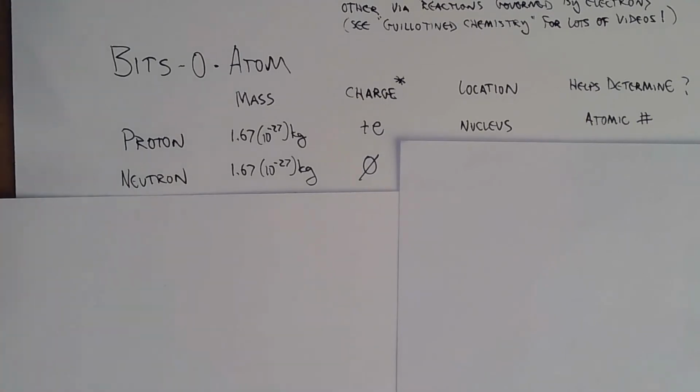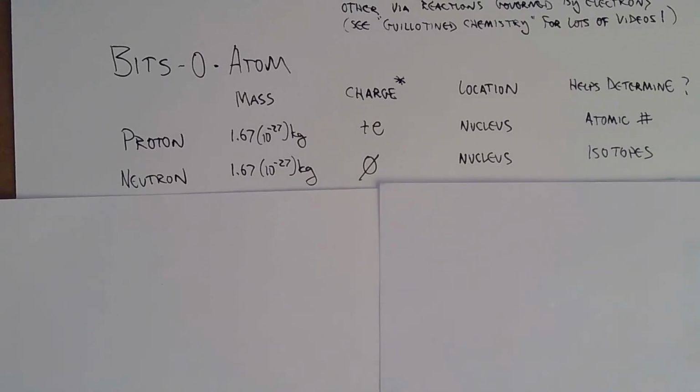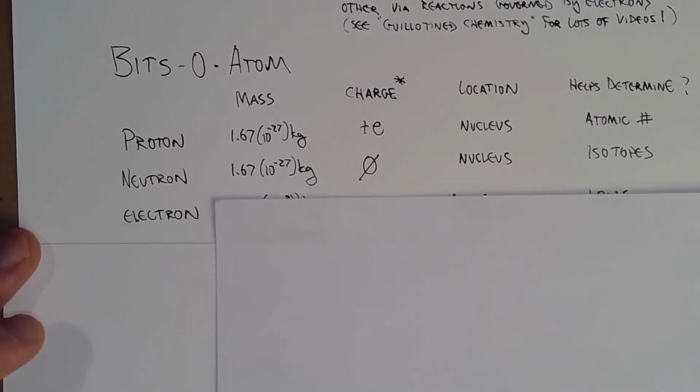And therefore it is zero charge. It has no charge associated with it at all. It also is located in the nucleus, and neutrons help us talk about isotopes, and isotopes I'll have more to say about in a couple moments as well. And then wrap things up with the electron.